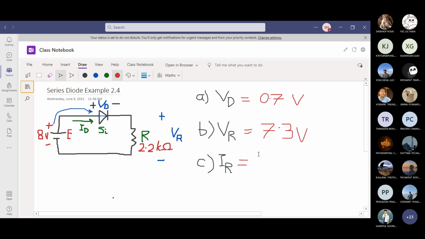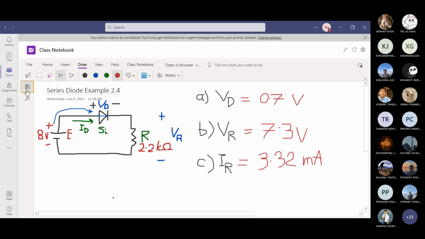I get 3.318 milliamp, or 3.32. We can call it 3.32 milliamp. Small m, capital A. If you write big M, it becomes mega. That will be a mistake.